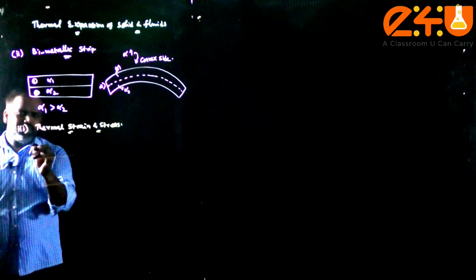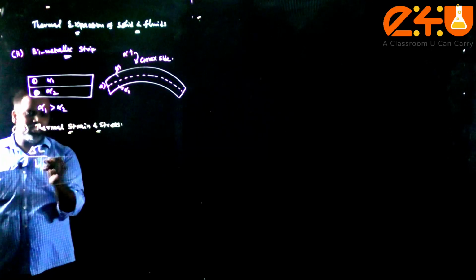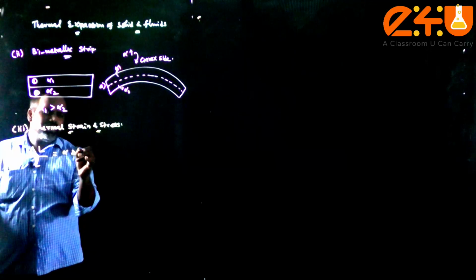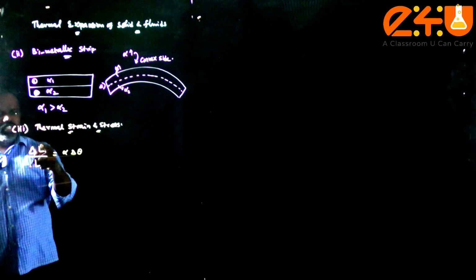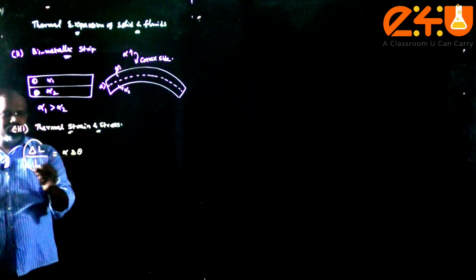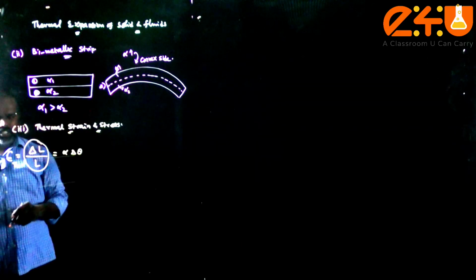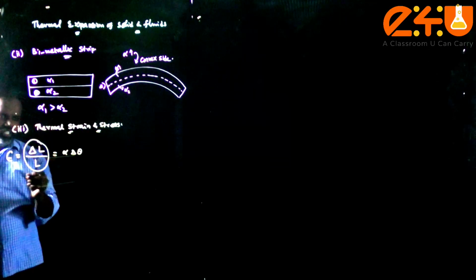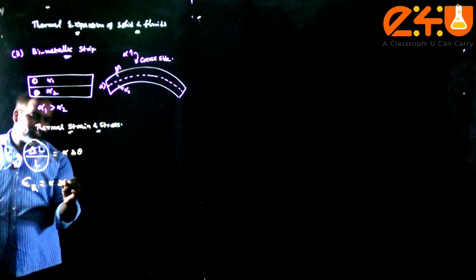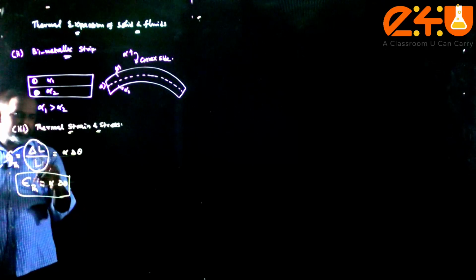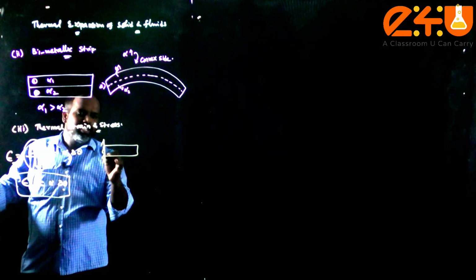Yes, we know that for any solid, the fractional change in its length is equal to alpha into delta theta. As per the definition of strain, the change in dimension to the original dimension is nothing but strain. So this is the thermal strain. Therefore I can write that the thermal strain of the given material is equal to alpha into delta theta.